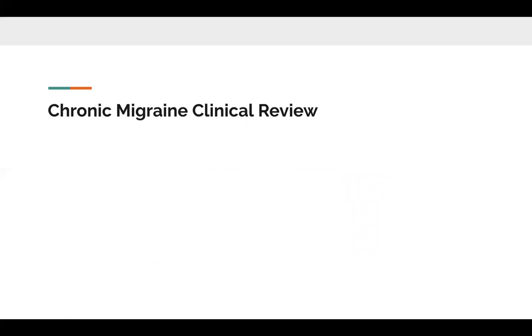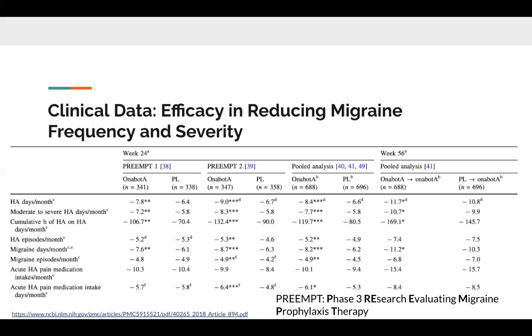So now I'm going to go into a couple clinical reviews, the first of which will be about chronic migraine and the other will be about medication overuse headache. So this is the clinical data for the efficacy in reducing the frequency and severity of migraine headaches. The results were collected after 24 weeks of Botox, which is this leftmost block here. And then the rightmost block was an additional 32-week open label extension phase during which people could continue to take the treatment if they felt it was working.